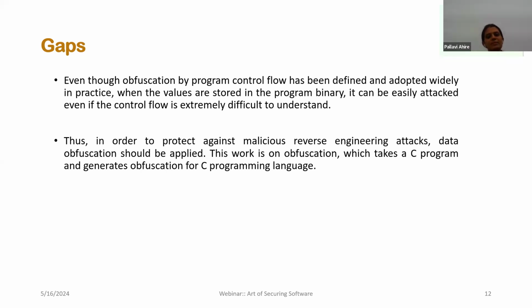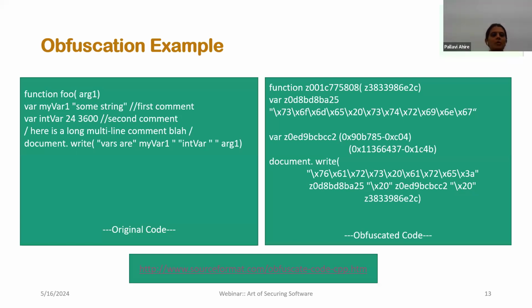I will show you how exactly in the C programming language you can apply obfuscation. Now, please observe the original code which I have written in Java in this case, and its equivalent obfuscated version. The function foo is used with one argument. There is some string used with a variable named my variable one. There is a second variable whose value is 24, and we are just trying to display the variables. First variable is my variable, and second is that integer variable. So some string and 243600 should be displayed. That's the logic of this particular code.